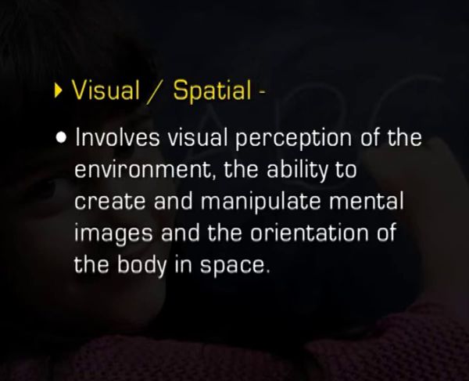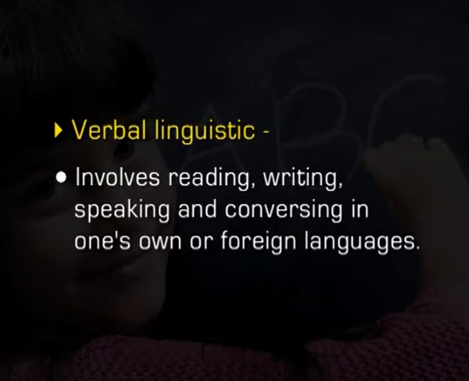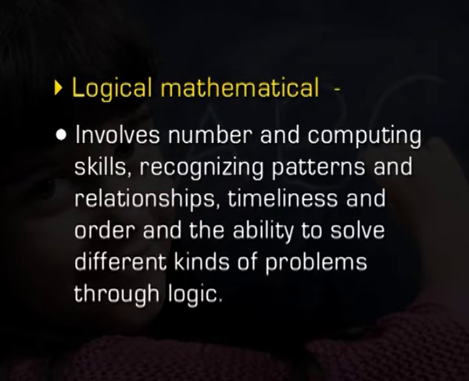Visual spatial involves visual perception of the environment, the ability to create and manipulate mental images, and the orientation of the body in space. Verbal linguistic involves reading, writing, speaking, and conversing in one's own or foreign languages. Logical mathematical involves number or computing skills, recognizing patterns and relationships, timeliness and order, and the ability to solve different kinds of problems through logic.